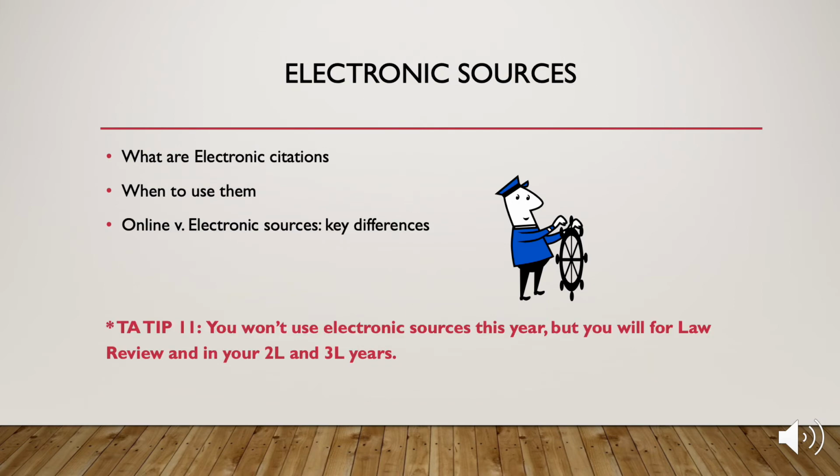And finally, we learned about electronic sources. We learned what they are, when to use them, and the key differences between online and electronic sources. Which brings us to our final TA tip, number 11. You won't use electronic sources this year, but again, you will for law review and definitely in your 2L and 3L years here in law school.